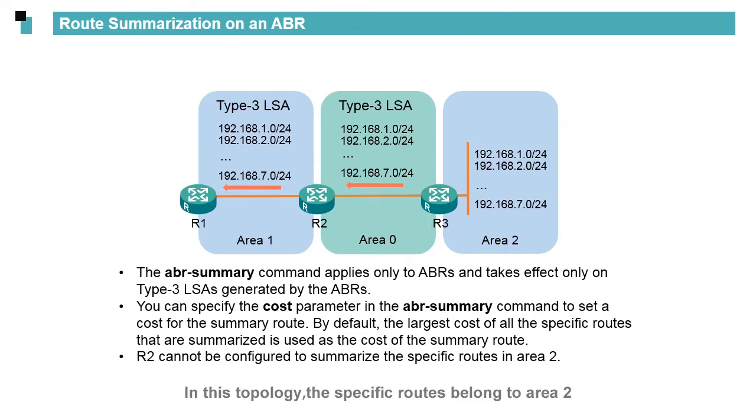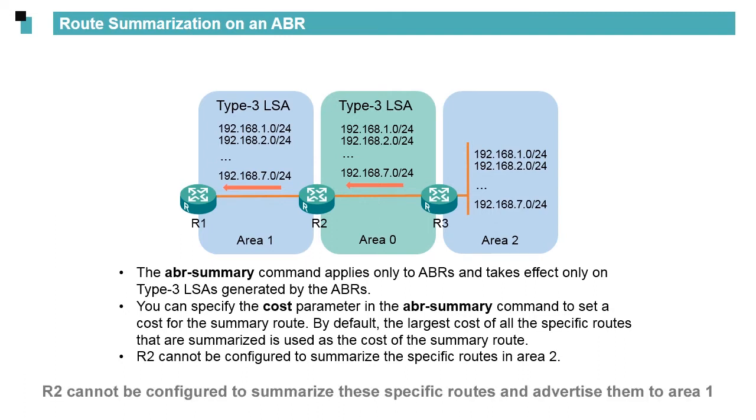In this topology, the specific routes belong to Area 2 if route summarization is not configured on R3. R3 advertises these specific routes to Area 0 through Type 3 LSAs. R2 cannot be configured to summarize these specific routes and advertise them to Area 1.